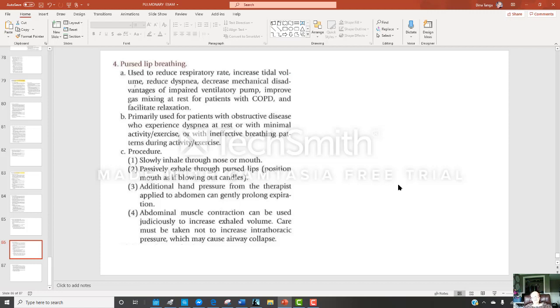Procedure. Slowly inhale through the nose or mouth. Passively exhale through pursed lips, position mouth as if blowing out candles. Additional hand pressure from the therapist applied to the abdomen can gently prolong expiration. Abdominal muscle contraction can be used to increase exhale volume. Care must be taken not to increase intrathoracic pressure, which may cause airway collapse.